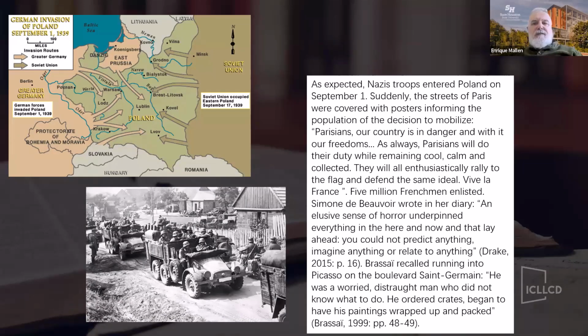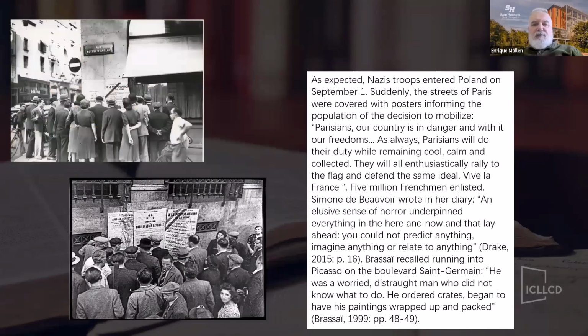Suddenly, the streets of Paris were covered with posters informing the population of the decision to mobilize. "Parisians, our country is in danger with its own freedom. As always, Parisians will do their duty while remaining cool, calm, and collected. They will all enthusiastically rally to the flag and defend the same ideal, Vive la France."